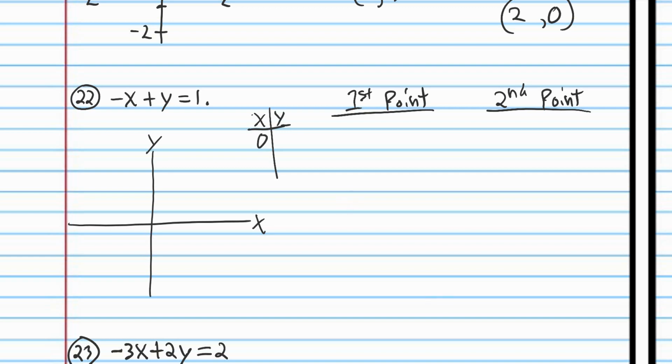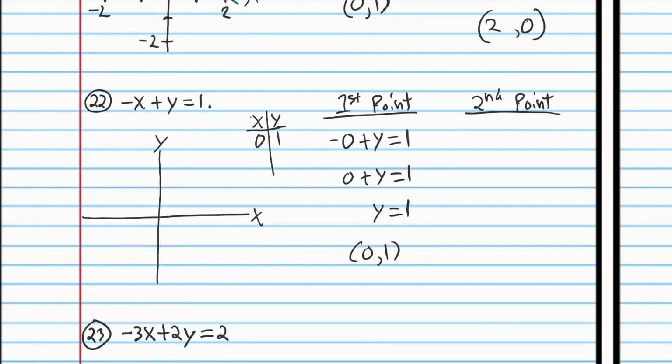So let's choose 0 for x. Then we get negative 0 plus y is equal to 1, and negative 0 is just 0. And then 0 plus y is y. So we see that if x is 0, y is 1. So the point is 0, 1.